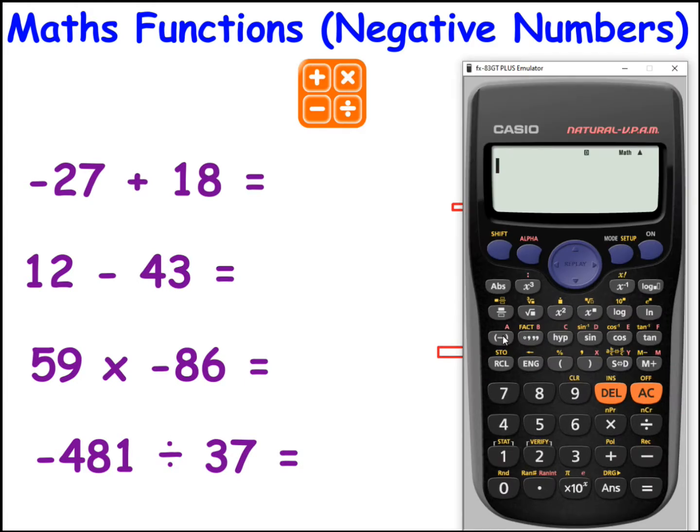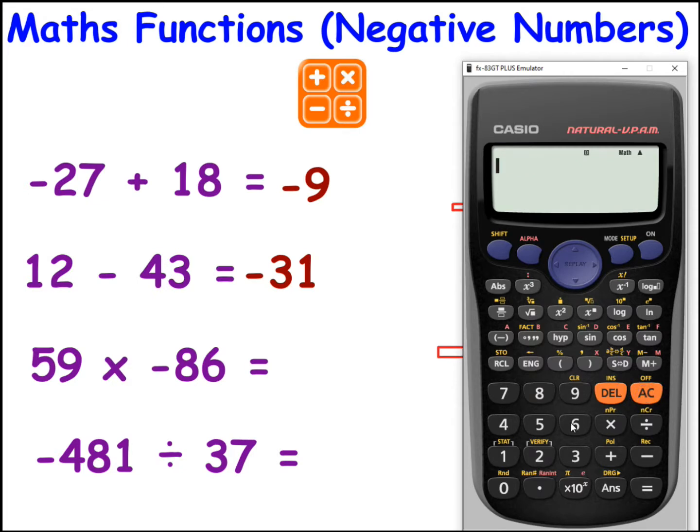So for the first problem, minus 27 is the negative number minus 27. So notice how I use this minus sign here. Then we want to add the number 18 and we press equals to get our answer of minus 9. For the next one, it's just a simple subtraction, so don't get confused. So it's 12 subtract 43. Now notice how our negative sign is with our answer on here. So we have negative 31. So minus 31 is our answer.